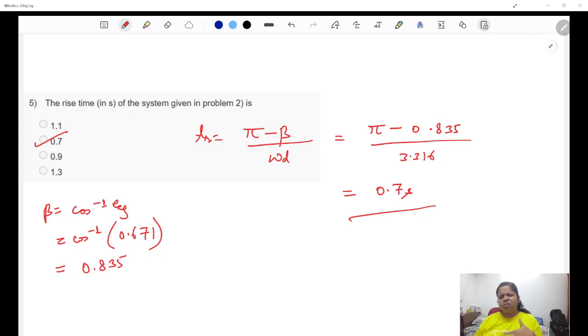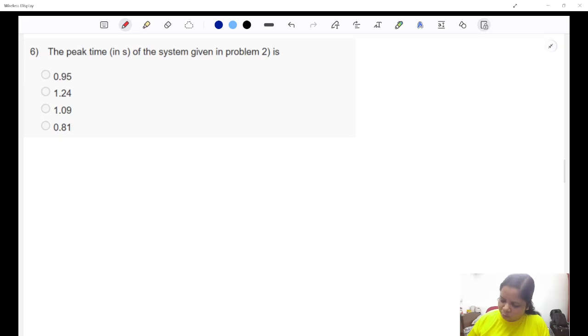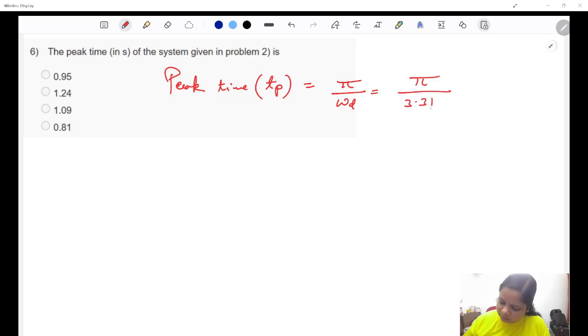In the next couple of questions, we'll have everything, maximum peak overshoot and everything. For the same question, the next question is we want to find out the peak time. So your peak time, which is given by Tp, is pi upon omega d, which was 3.316, right? You will get it to be equal to 0.947 seconds.